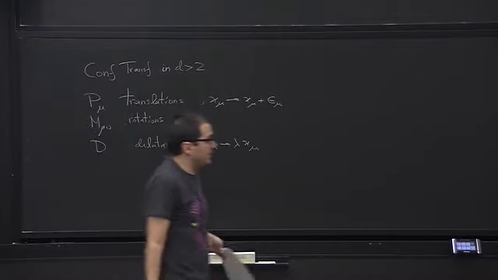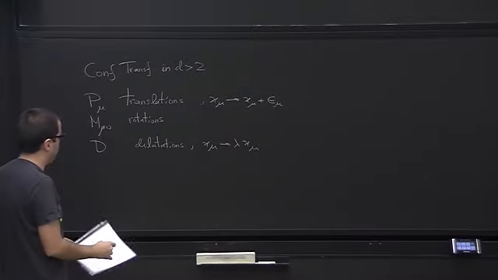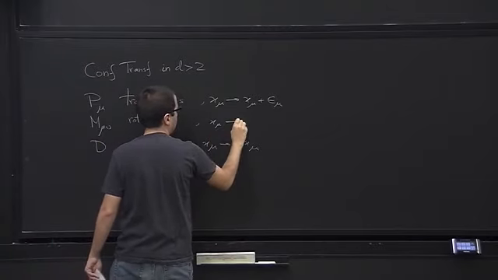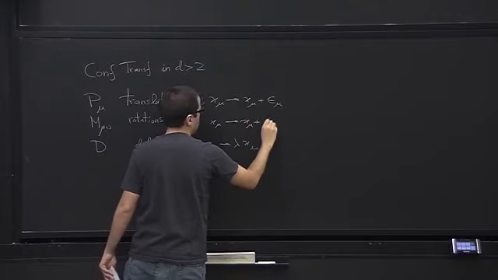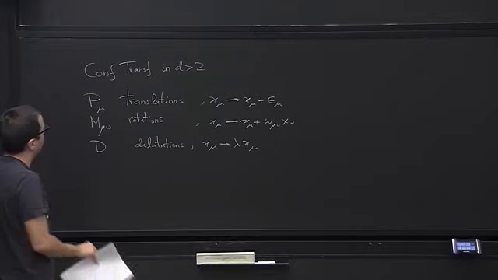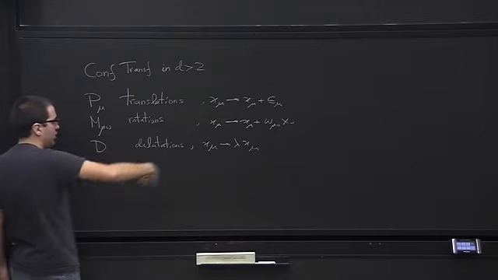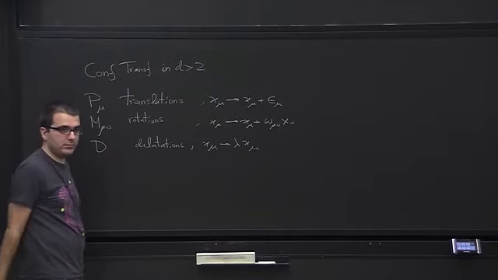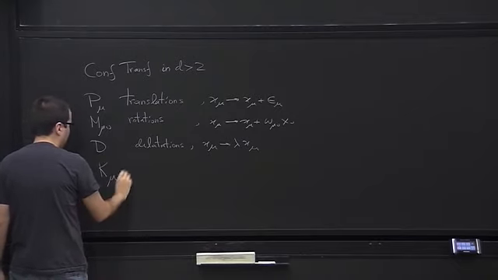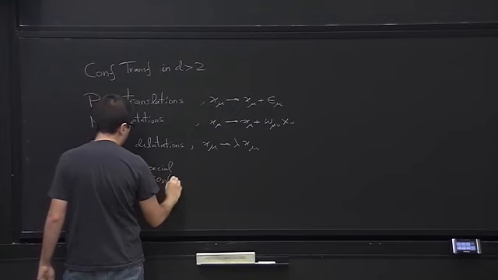So it's easy to see that all these transformations leave the metric invariant. These first two leave the metric invariant, and this one changes the metric by a dilatation. And there's one more, which is called K mu, the special conformal transformation.